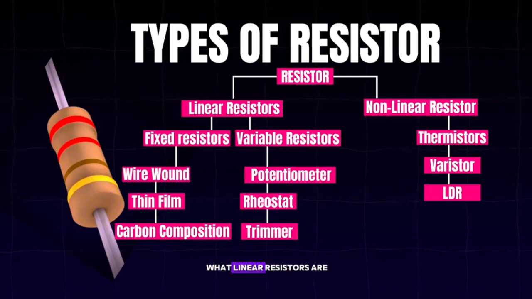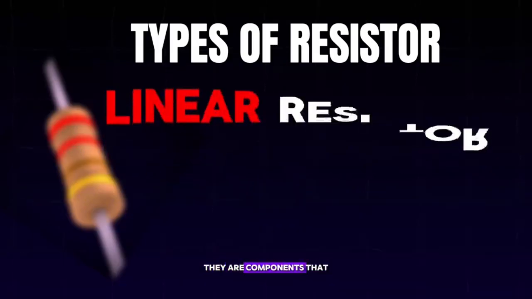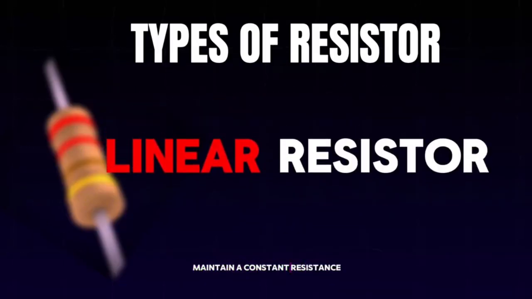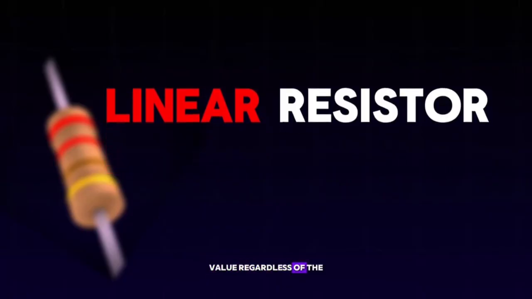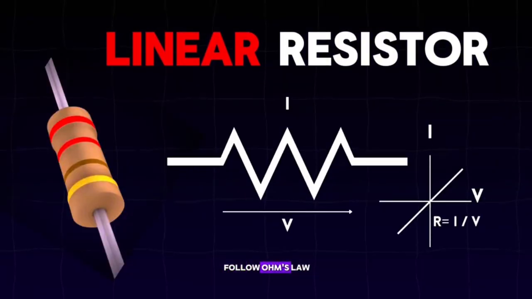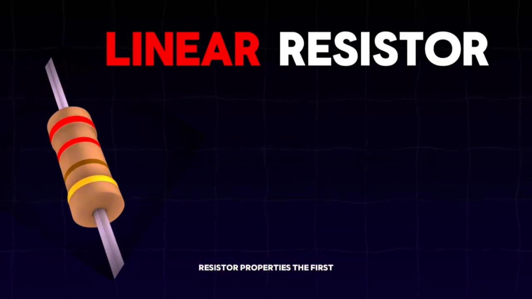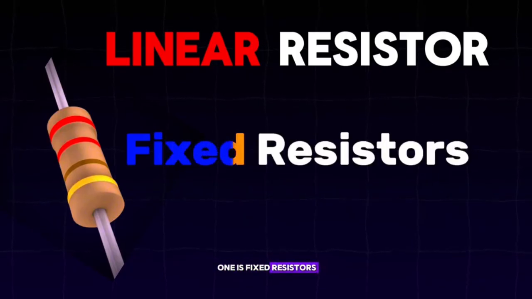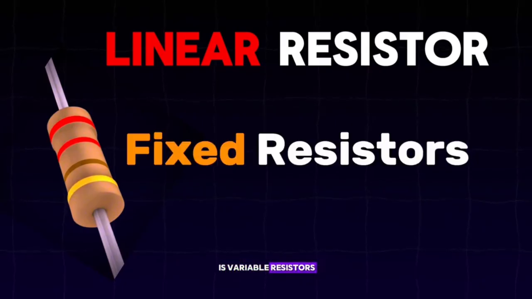So let's talk about what linear resistors are. They are components that maintain a constant resistance value regardless of the voltage or current passing through them, which means that they follow Ohm's law. But there are two basic types of linear resistor properties. The first one is fixed resistors, and the other type is variable resistors.